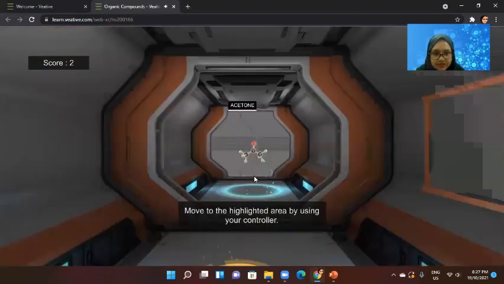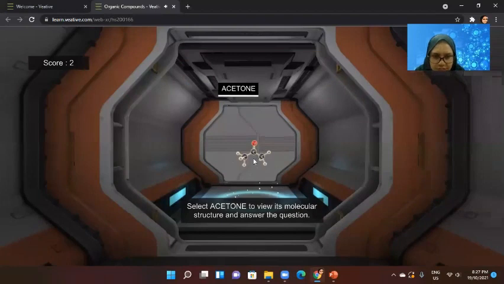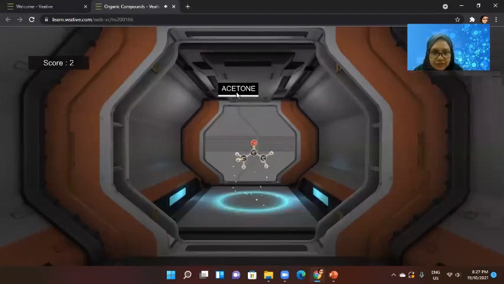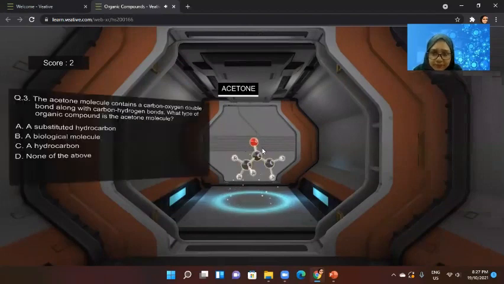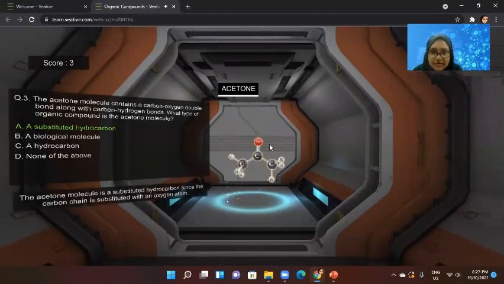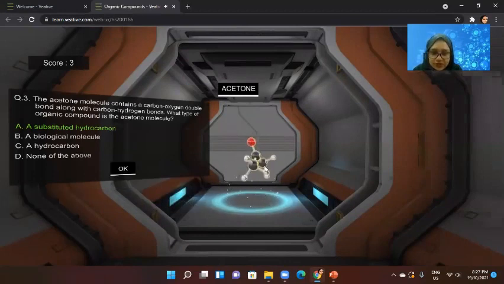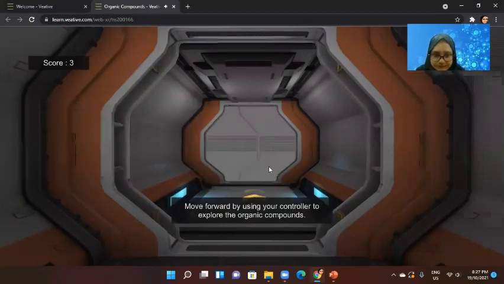All right, we have acetone. Okay, acetone here you can see they have carbon, they have hydrogen and oxygen. Okay, see the red one here is the oxygen. So can it be hydrocarbon? No, it cannot be hydrocarbon. Okay, so is it a substituted hydrocarbon? Yes. Okay, because it contains oxygen. Okay, so it's substituted hydrocarbon since the carbon chain is substituted with an oxygen atom. Okay, good job. Let's move forward.